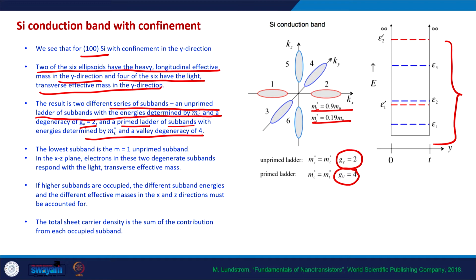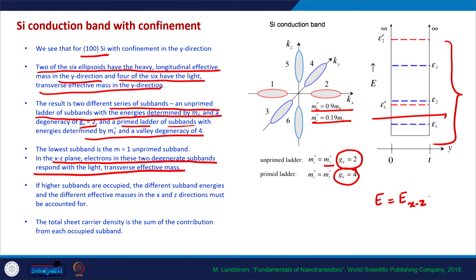So generally we assume that the lowest subband, which is the unprimed subband, is filled. In that case, along y direction we need to take the mass to be the longitudinal effective mass, and in xz plane the electrons have the transverse effective mass. So in order to calculate the total energy of electrons we need to calculate the energy in xz plane and energy in y direction.